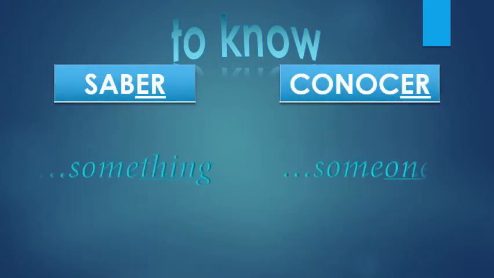Saber means to know something. Conocer means to know someone. So you use conocer with people or even cities, places that you have gotten to know as if they were a person. But things that you know, I know the answer, I know how to do something, those things you use saber. Okay, so saber, know something; conocer, know someone.